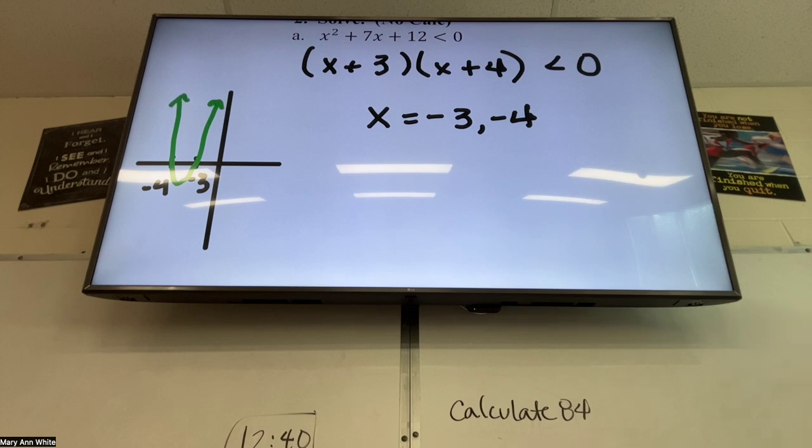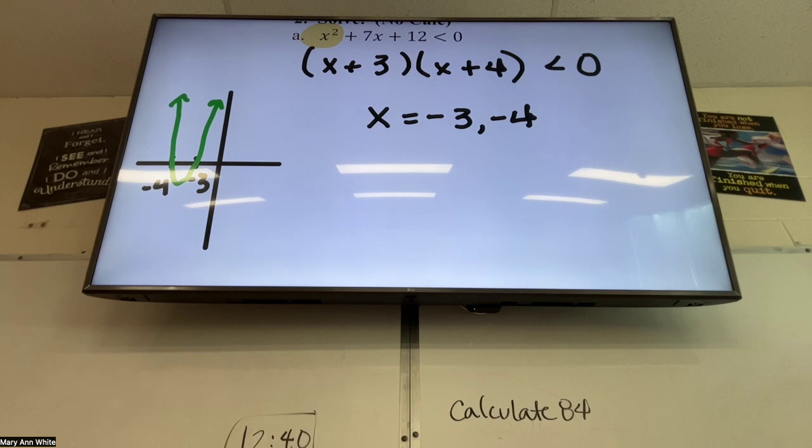You guys know how I know it's an upward parabola? Why? What about this term, where it's what? Positive. Very good. So positive means upward facing, negative would be downward facing. So this is what my graph would look like.